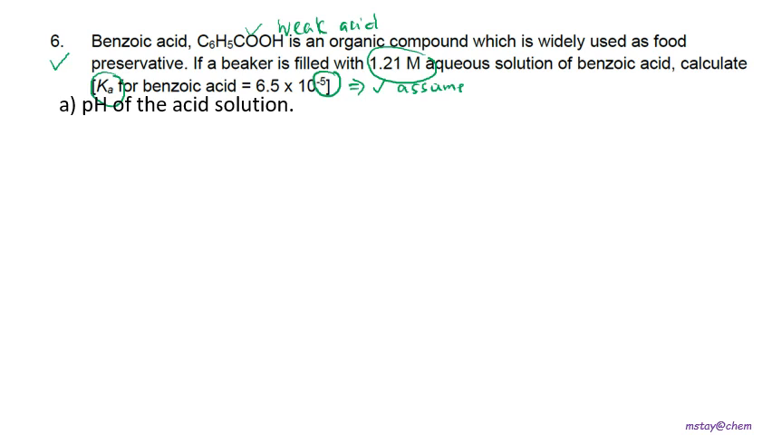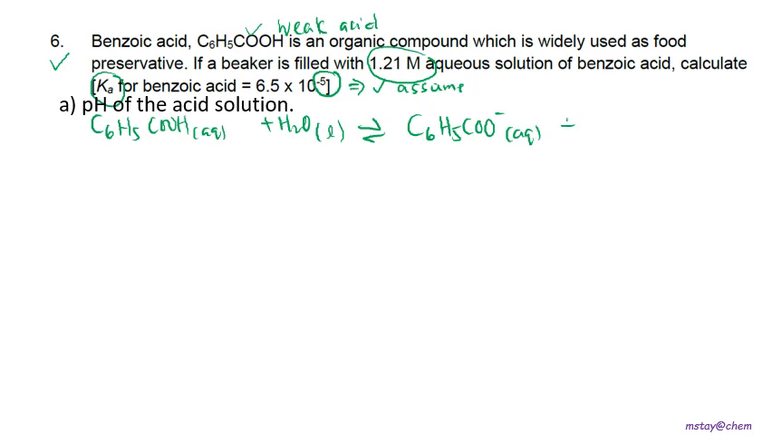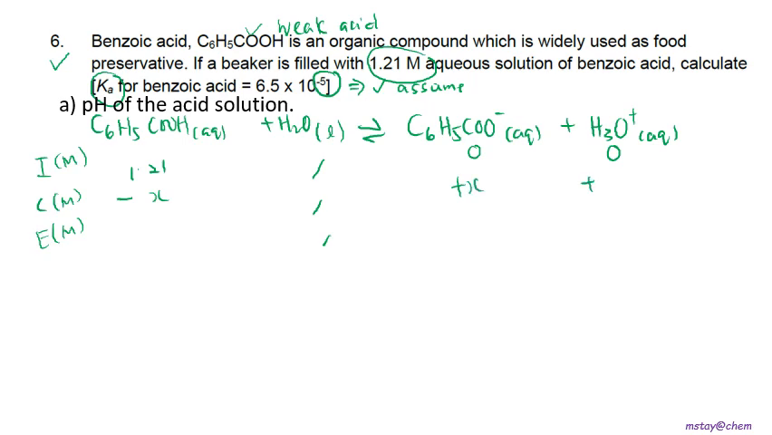Before we continue with the working steps, first we must always write down the equation. C6H5COOH dissolves in water, and then a reversible arrow will produce C6H5COO- plus H3O+. Then we need to have an ICE table with the unit of concentration. Initial concentration for benzoic acid is 1.21. Water will be ignored. C6H5COO- is 0, same as H3O+. Then change is minus x for benzoic acid, plus x, plus x. So at equilibrium it is x, x, and 1.21 minus x.